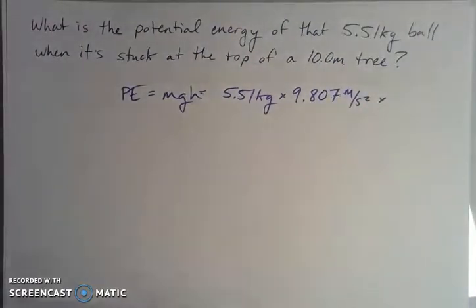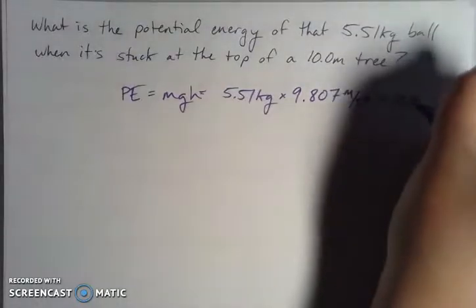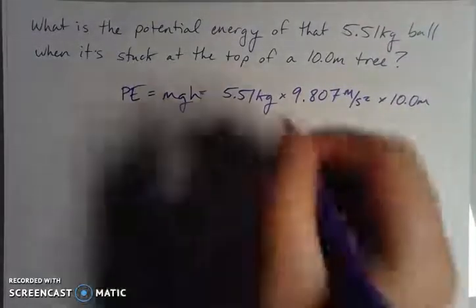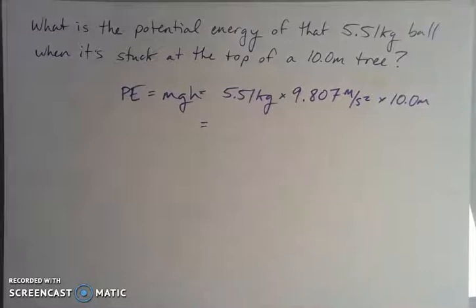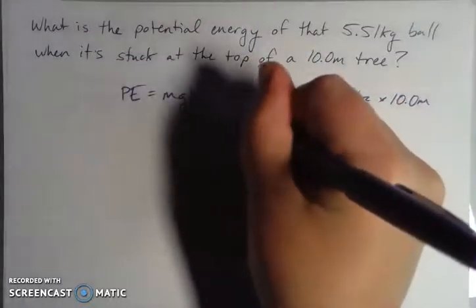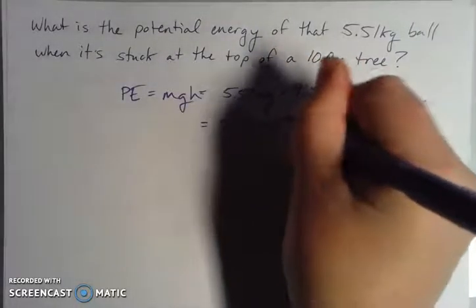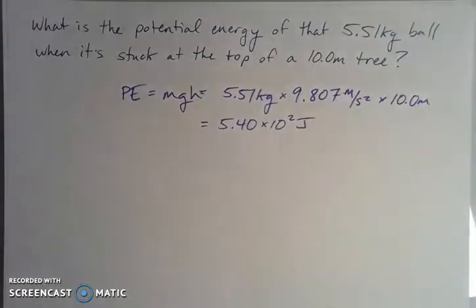And then your height, which is 10 meters. And when we multiply all those together, taking sig figs into account, it looks like we have 5.40 times 10 to the second joules. And again, joules come from kilogram meter squared per second squared.